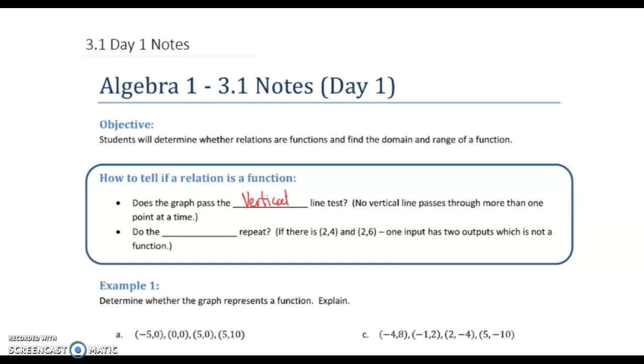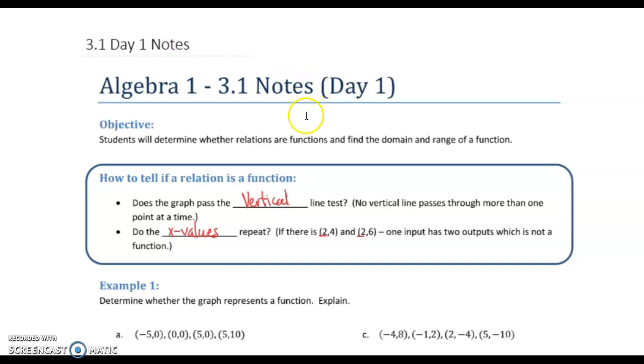All right, so, and then do the x values repeat? Meaning if there's a 2, 4 and a 2, 6, one input, one x value has two different y values, and that's not allowed. All right, let's practice together.